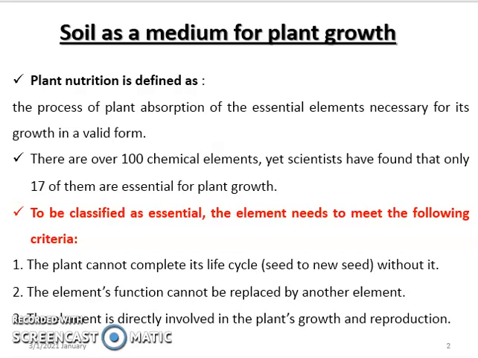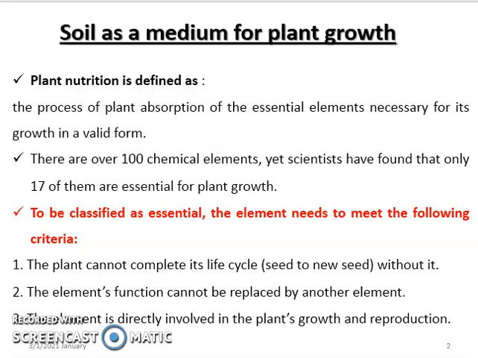Scientists discovered around 100 chemical elements. Nonetheless, only 17 of them are essential for plant growth. To be classified as essential, the element needs to meet the following criteria. Number one, without this element the plant cannot complete its life cycle, from seeds to new seeds. If the plant can complete its life cycle without the element, then it is not essential.